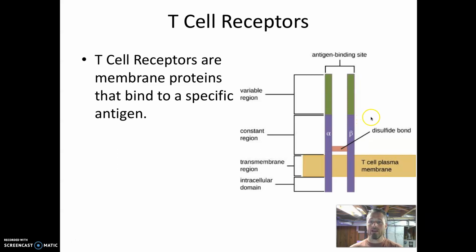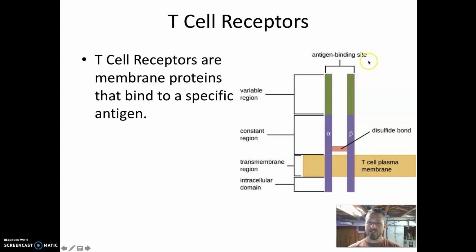So again, it's a membrane-bound protein. So here this is the protein, and it's attached to the T cell's cell membrane here. There's part of the T cell receptor that is outside of the cell, and there's a part of the T cell receptor that is inside of the cell. The most important part of the T cell receptor is at the very end, outside of the cell: an antigen binding site. This part of the protein will only stick to the specific antigen that the T cell learned about from the APC.